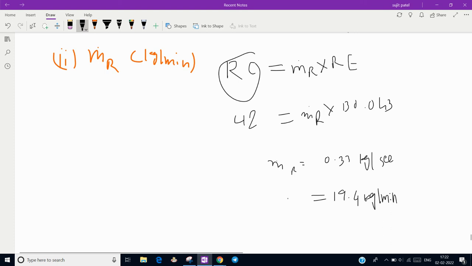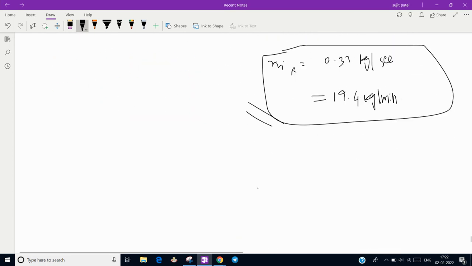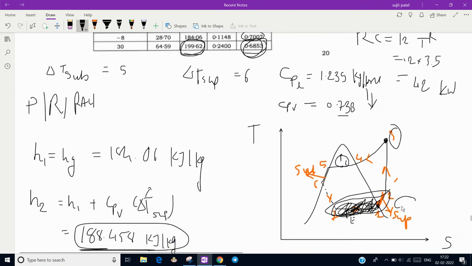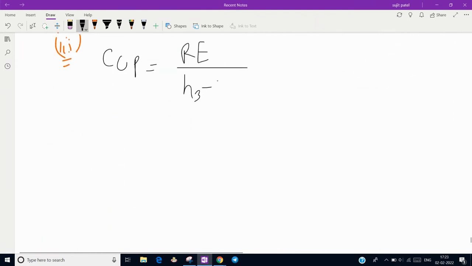Okay, this is the mass flow rate of the refrigerant, our second answer, and this is the first answer. Now the third thing, that is COP of the system. COP of the system is given by refrigeration effect divided by compressor work. Compressor work is H3 minus H2. Refrigeration effect divided by H3 minus H2. So refrigeration effect is what? 130.043 kilojoule per kg. We have just found out.